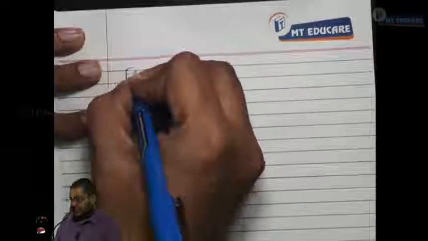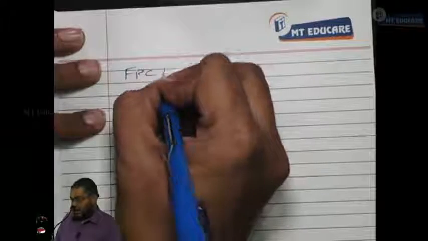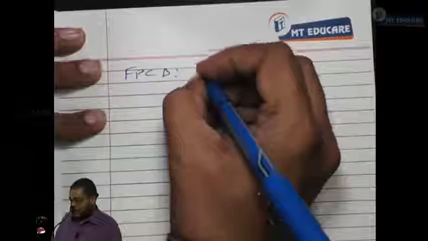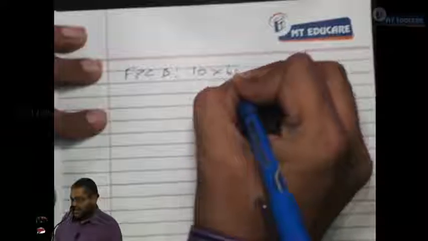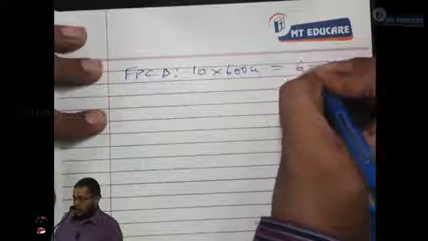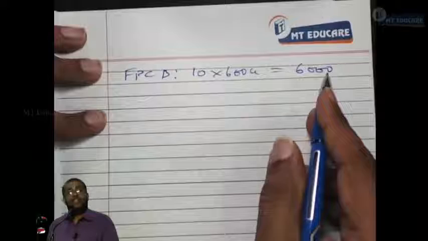Okay, now tell me, what is the further processing cost of B? How much am I going to spend here? How much per unit? 10 per unit. In how many units? 600 units. How many rupees am I going to spend? 6,000 rupees for further processing B.